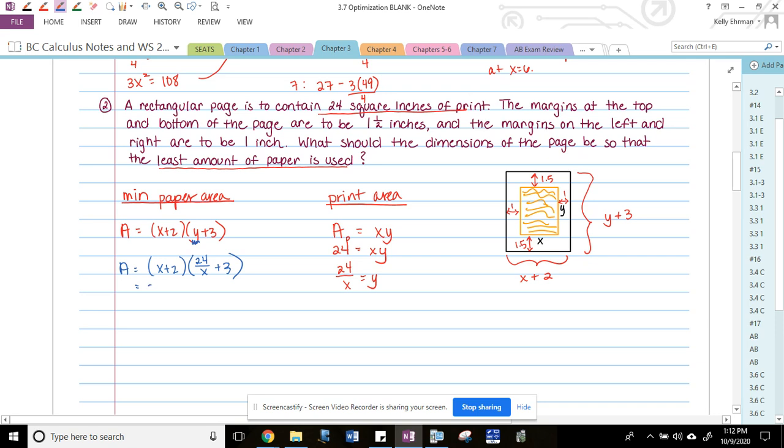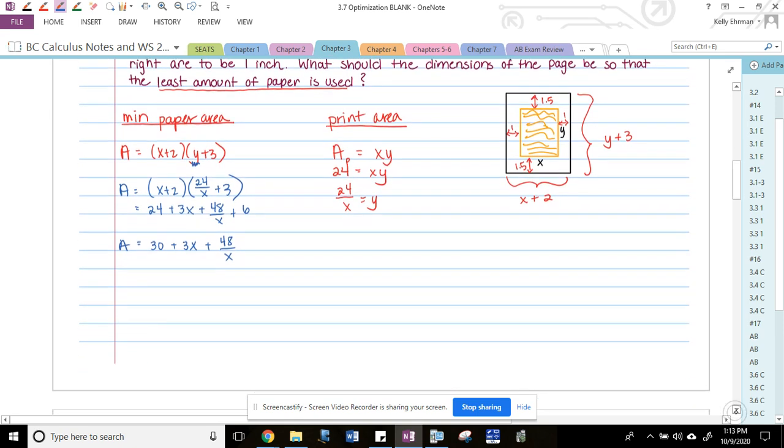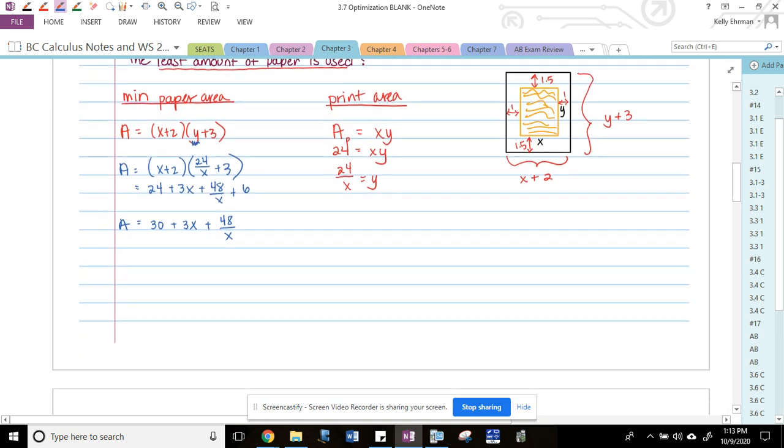x times 24 over x is 24, plus 3x, plus 48 over x, plus 6. 24 plus 6 is 30, plus 3x plus 48 over x. So right now I have my area formula, and that's better to me than product rule. I can just take the derivative of each term.